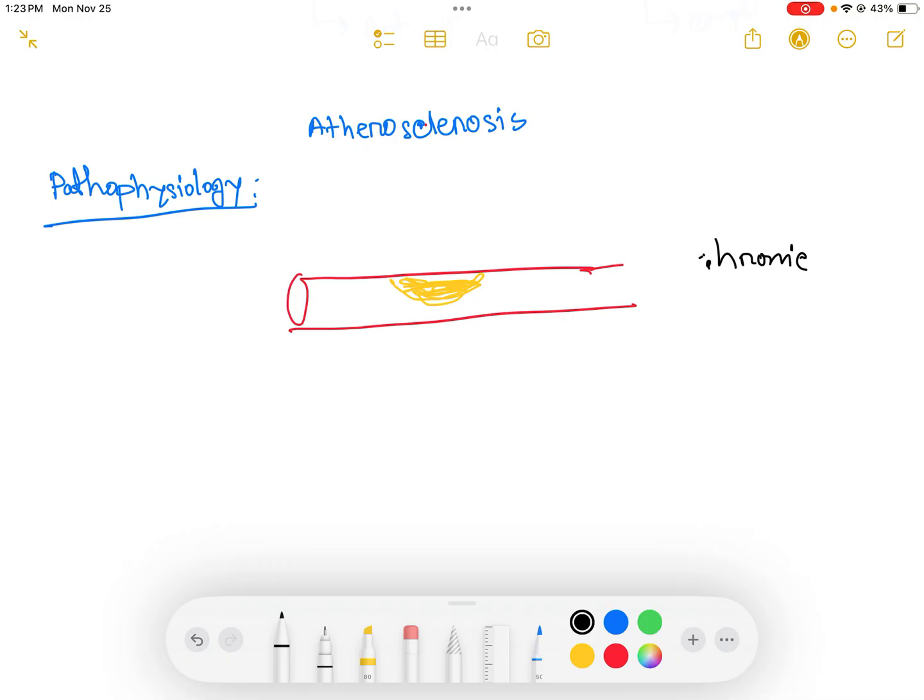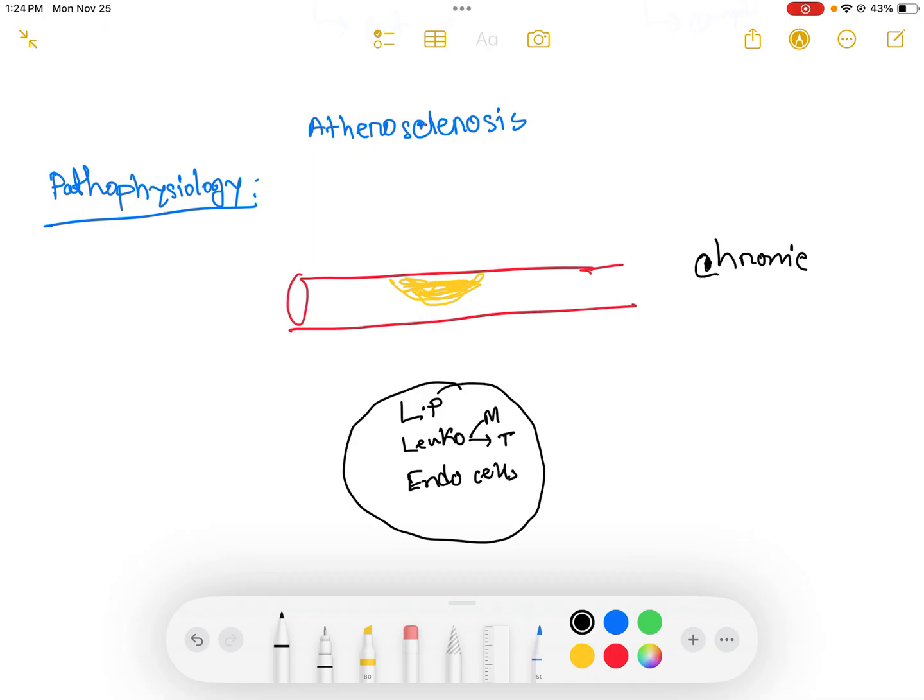Chronic inflammatory process resulting from interactions between plasma lipoproteins, leukocytes, which include monocytes or macrophages, T lymphocytes, vascular endothelial cells, and smooth muscle cells.